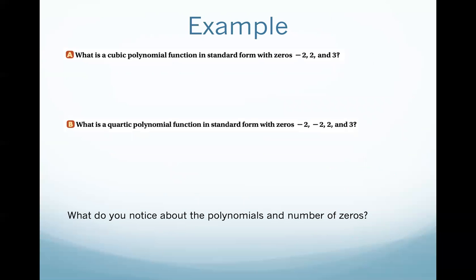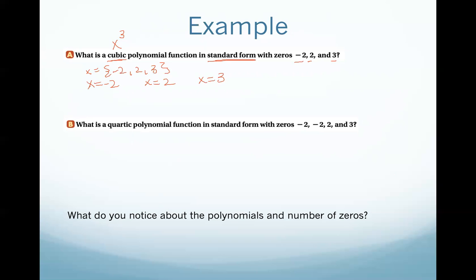Okay, so let's look at an example. We're going to start with a cubic polynomial. Cubic means it's going to be an x cubed polynomial. We want to write it in standard form, not factored form. And we know that the zeros are -2, 2, and 3. So I'm starting with the information that x equals -2, 2, and 3. Or we can say x equals -2, x equals 2, or x equals 3. And now we can work backwards.